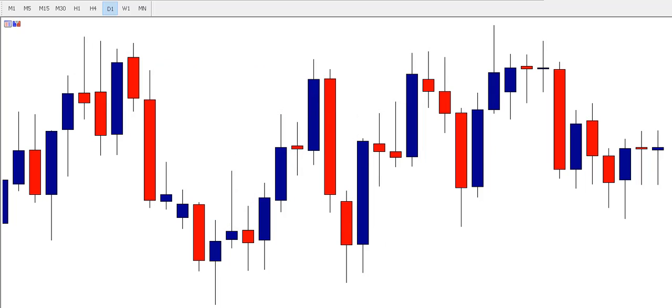So that's what I have to say about the piercing candlestick pattern and the dark cloud cover.